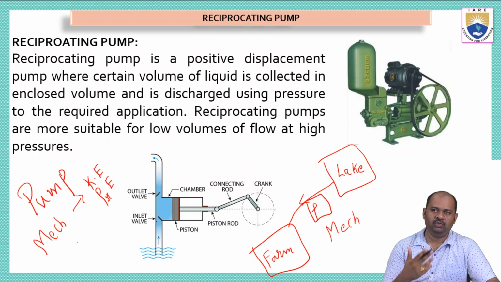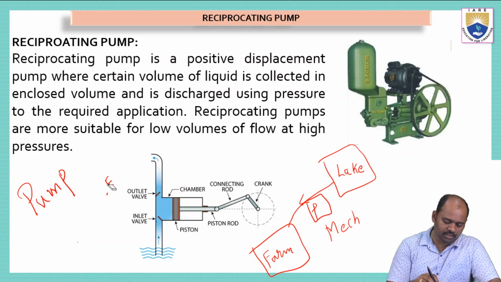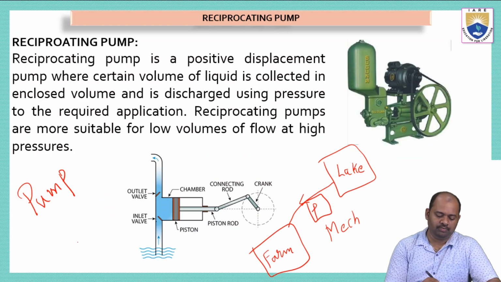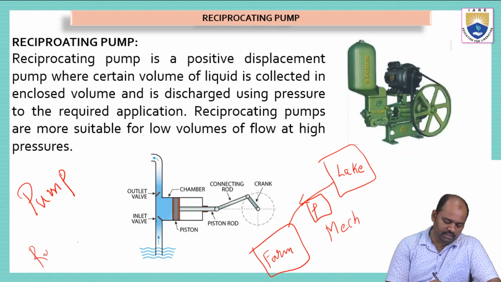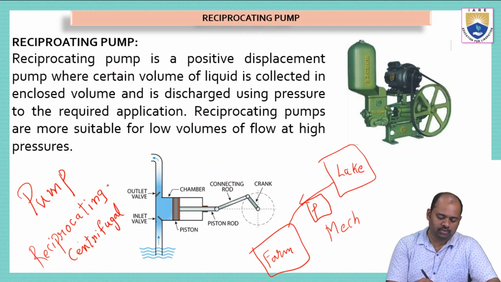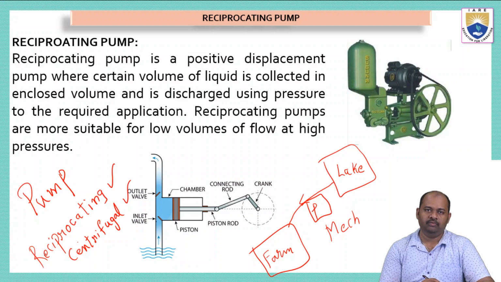Now we are going to see different types of pumps. How many types of pumps are there? The broad classification of pumps is of two types. One is the reciprocating pump, which is the one we are going to see now, and the second one is the centrifugal pump. These two types are the classification of any pump which comes under hydraulic machines.